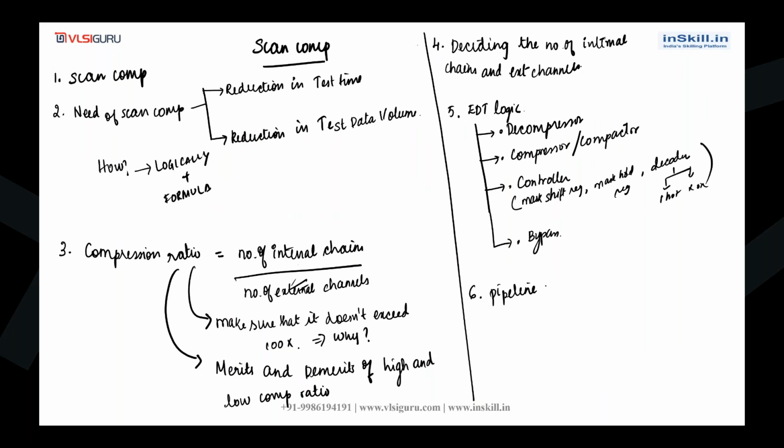And then we will also be understanding some topics like pipeline flops in the compressor, and why pipeline flops are added in the compressor. And then we will also understand the lockup cells in EDT. So all those things we will try to understand. These are all the topics we will be covering as a part of our scan compression topic.